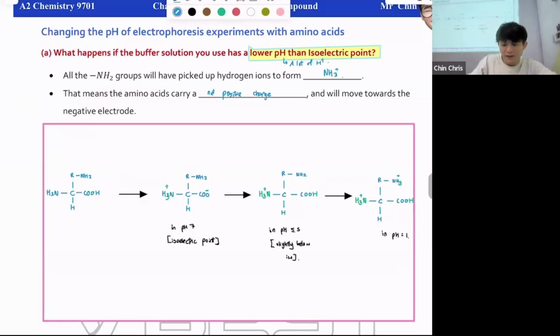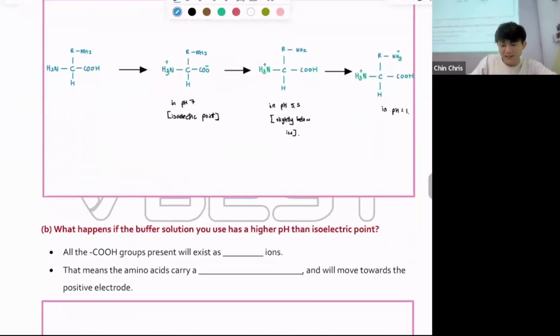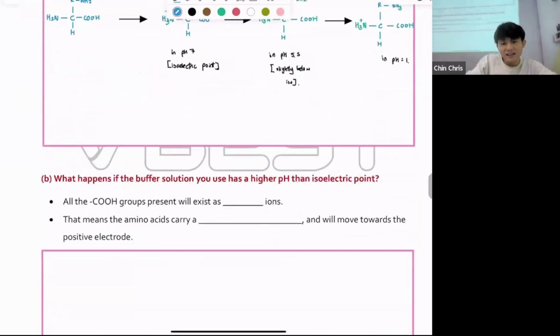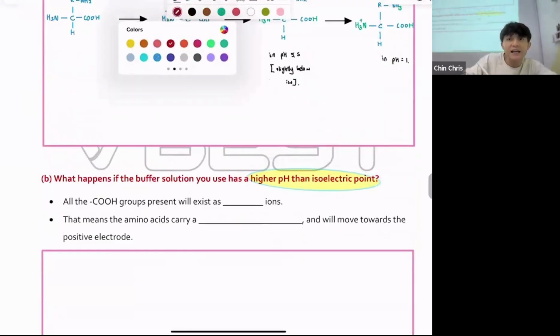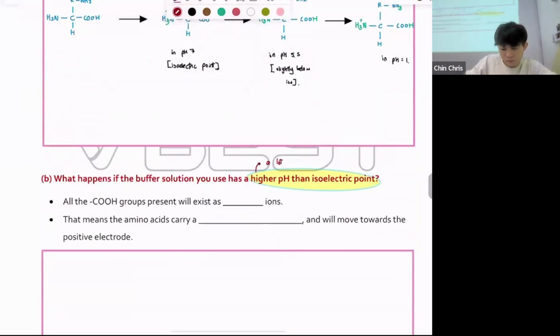All right, guys, now I'm going to move on to part B. If you have higher pH than ISO. All right, guys, let's go. Higher pH than isoelectric point. Guys, what is higher pH? Which means it is under an alkaline condition, right? Guys, what is alkaline condition? A lot of what ions? Hydroxide. Okay, a lot of OH minus now, yeah?